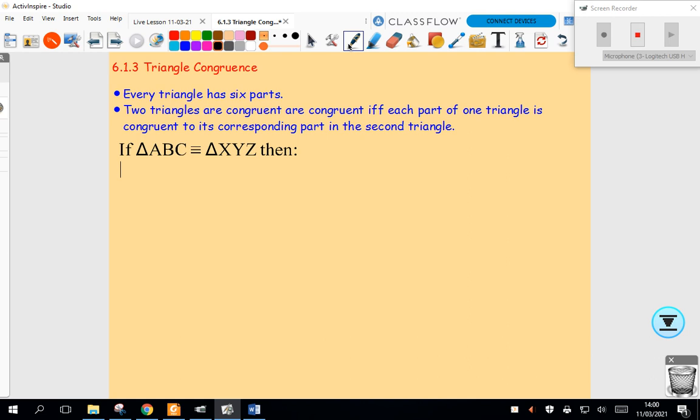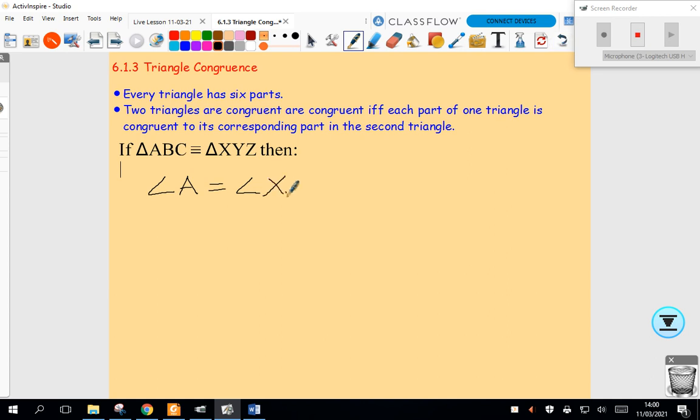And two triangles are congruent if and only if each part of one triangle is congruent to its corresponding part in the second triangle. So if we know the triangle ABC is congruent, there's our symbol for congruent, 3 dashes, a little bit like an equal sign but with 3 dashes, to triangle XYZ, then there's a number of things. First of all, the angle A would have to equal the angle X.